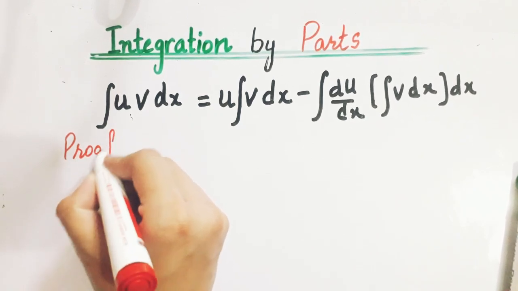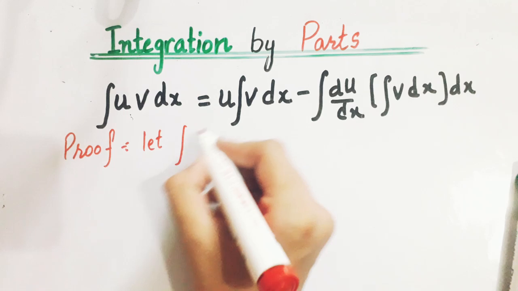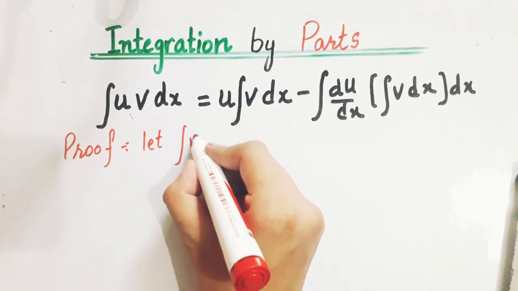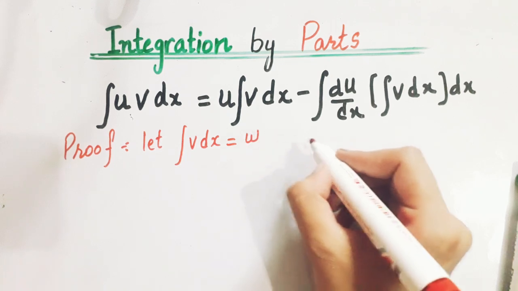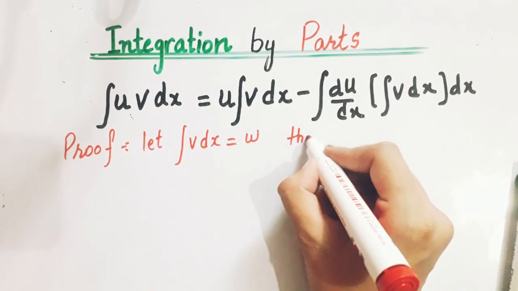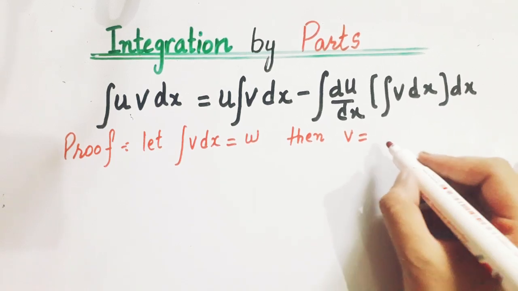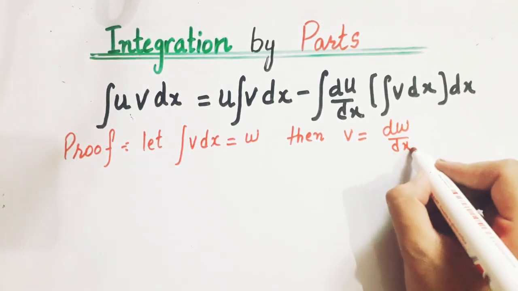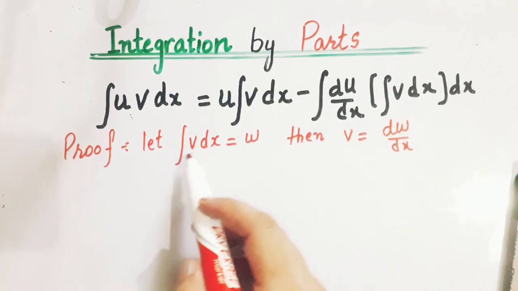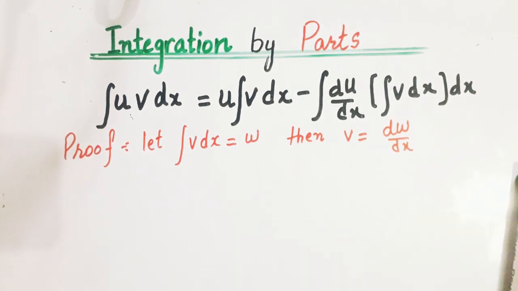For this purpose, let the integral of v dx equal w, then v will be equal to dw by dx. The reason is that this is the integral and this will be the derivative. Now we will apply the product rule on this.